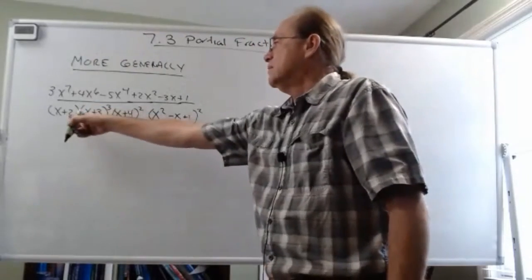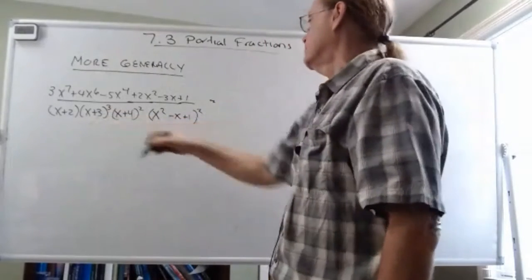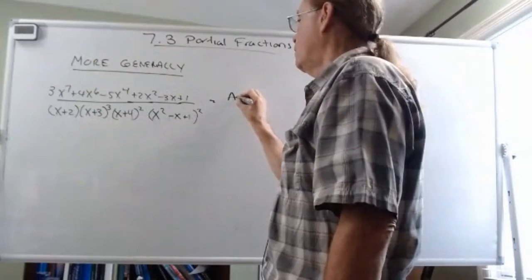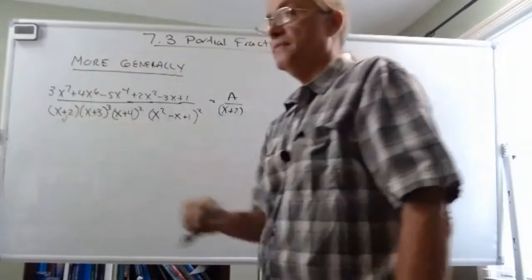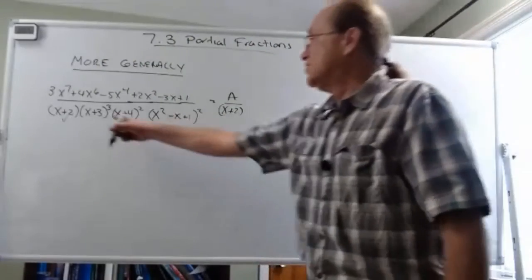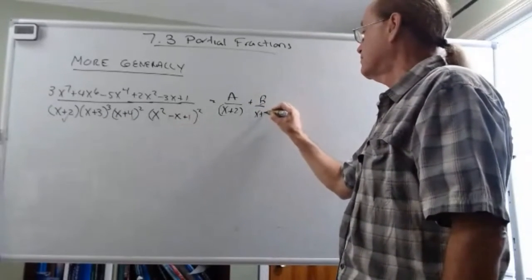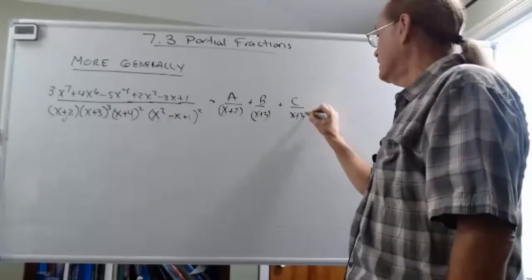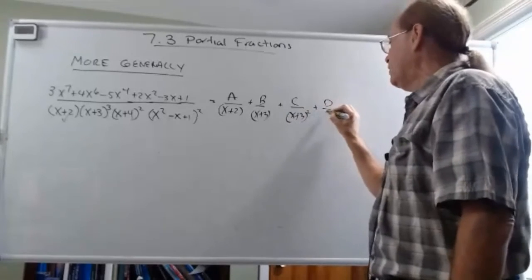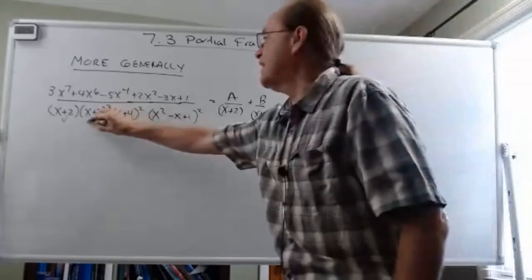So I have a single distinct 0, so I'd write that as A over x plus 2. Okay, got rid of this one. Yep, this is what nightmares can be made of. This is to the 3rd power, so I'd have to write this as B over x plus 3, plus C over x plus 3 squared, plus D over x plus 3 cubed. Okay, so taking care of that one.